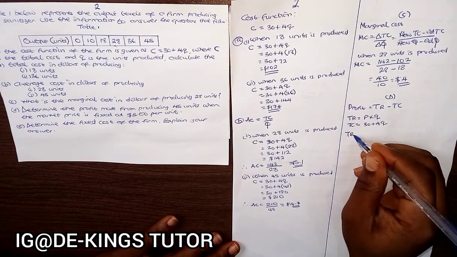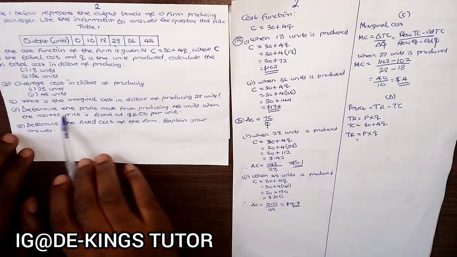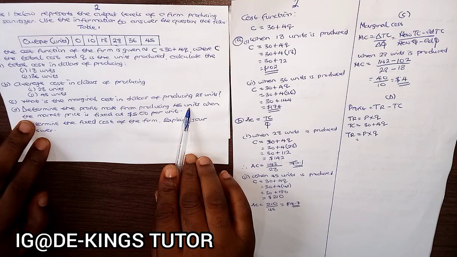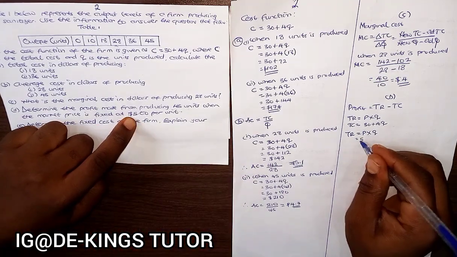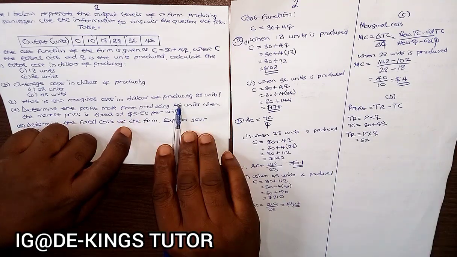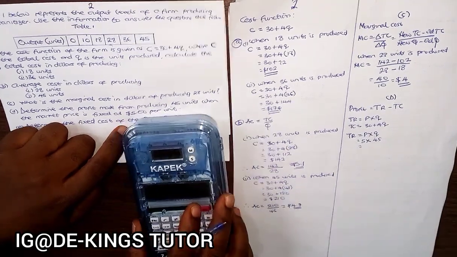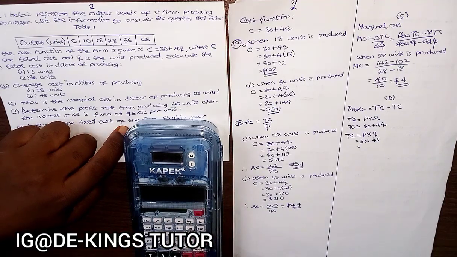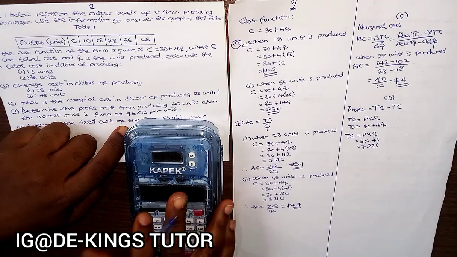So let's first of all get our total revenue, which is price times quantity. So what is the price? They said determine the profit from producing 45 units when the market price is $5. So the price is $5 times our Q, which is 45 units. So 5 times 45, we're having 225 as our total revenue.